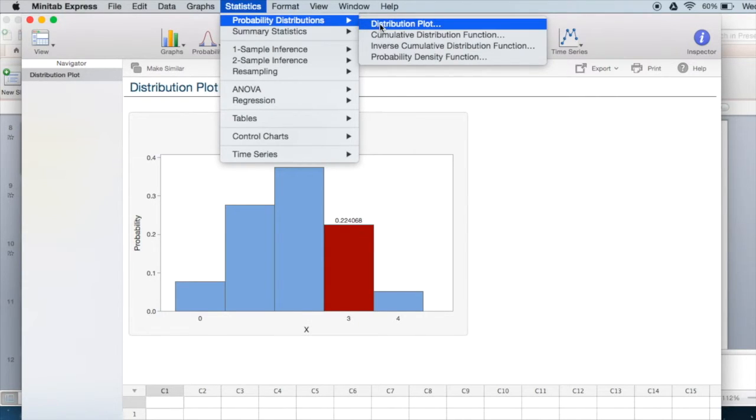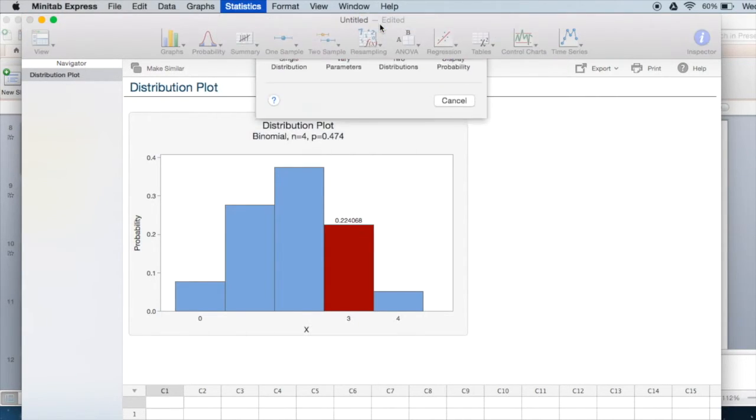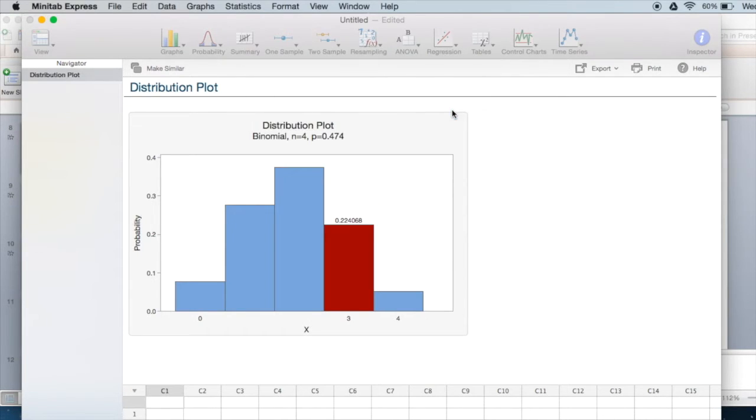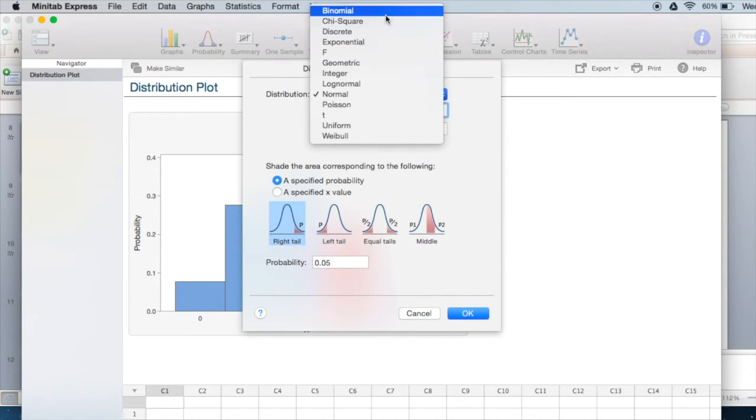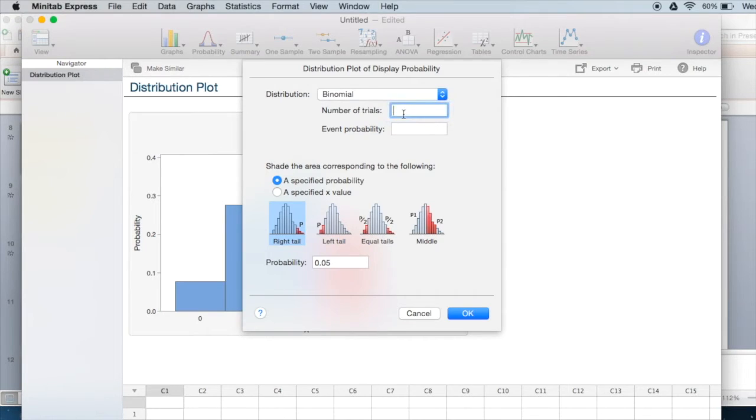We can construct another probability distribution plot. Again, a binomial distribution. There are 4 trials with a probability of success on any one trial of 0.474. This time I want to know the probability of 3 or more wins, so it's a right-tailed distribution plot. I want to shade in the values to the right of 3.